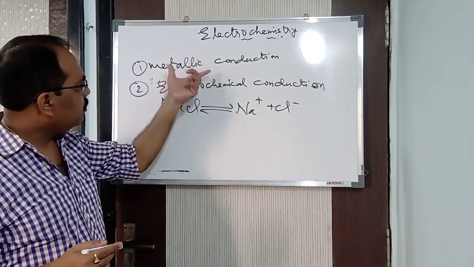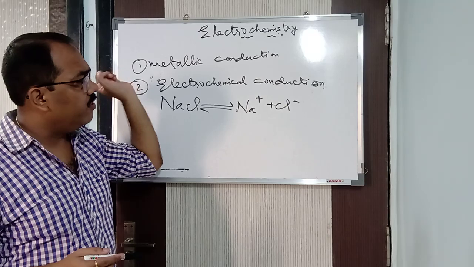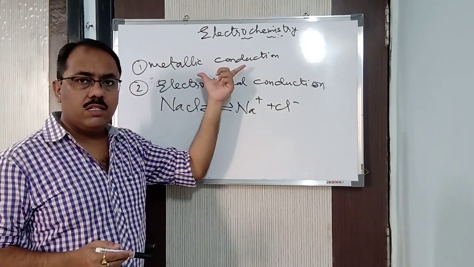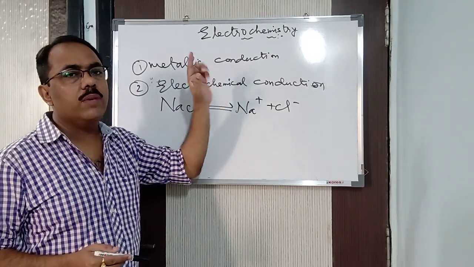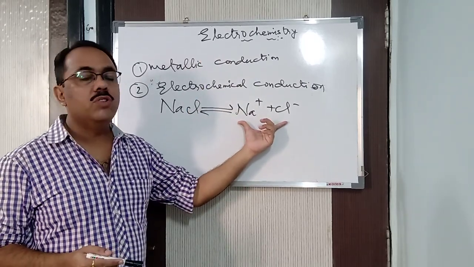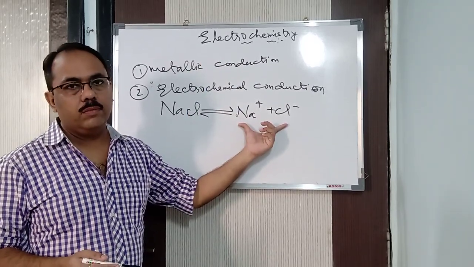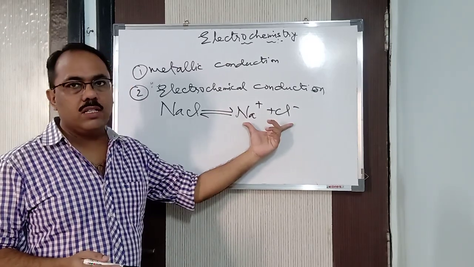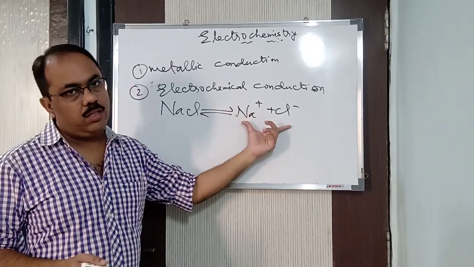Now, no chemical change takes place. When the current flows through the copper wire, are any chemical changes taking place? No. No chemical changes take place. Got it? But here, yes, a decomposition reaction is taking place. A reversible decomposition reaction takes place here.